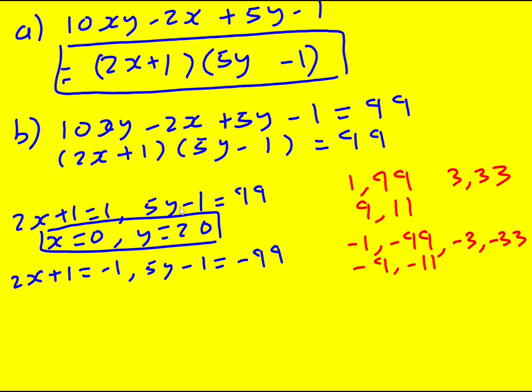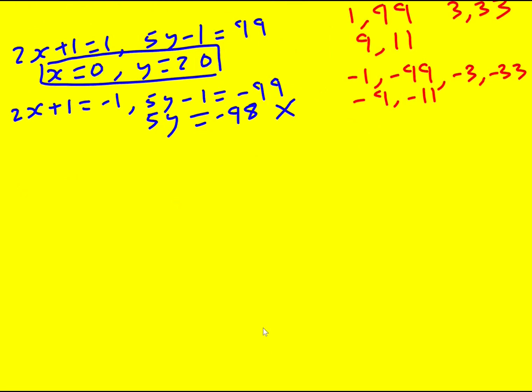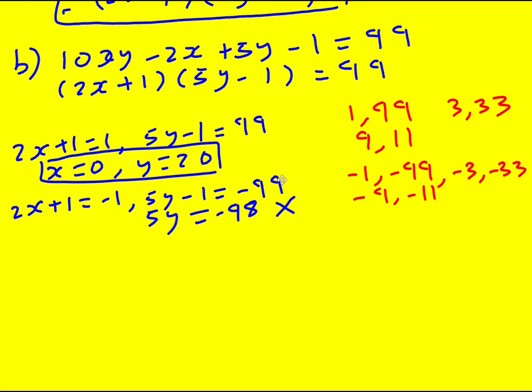However, we've got this 5y minus 1, and 5y is going to be a multiple of 5, is what I'm trying to say. And here, I'm going to get 5y is minus 98, so there's going to be no solutions. So I only have to consider the numbers that are one less than a multiple of 100.